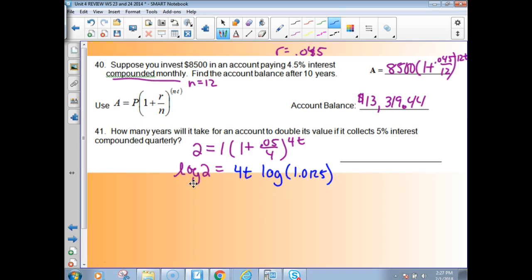So you're going to divide by 4 and by the log of 1.0125. So you could calculate it by doing log of 2 divided by 4 times log of 1.0125. Careful about your parentheses. You need them around the whole denominator if you're going to type that at once. And it's about 14 years. I think it comes out to 13.98 or something. 94? 95. So about 14 years is fine.